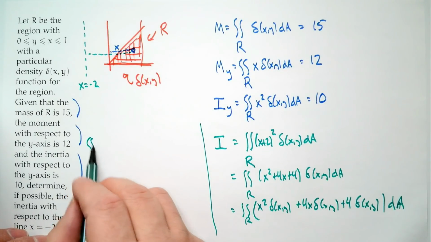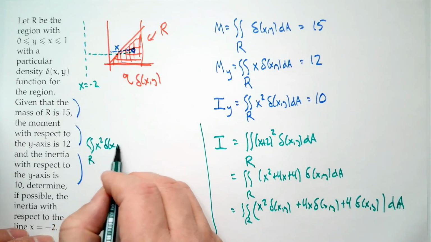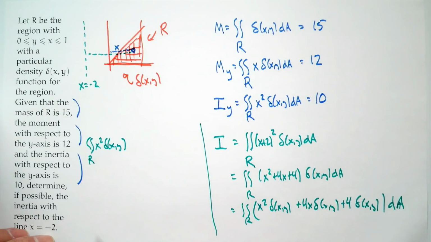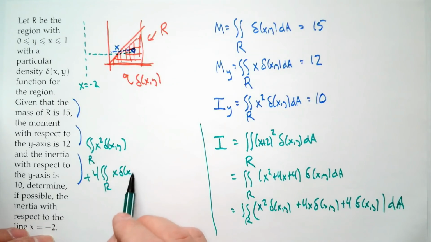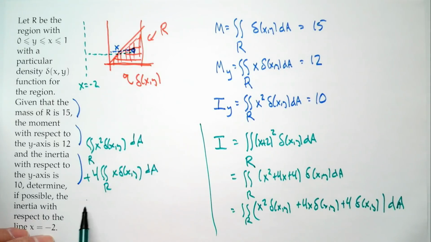It's going to be the integral over our region of x squared delta xy, plus, then I can pull the 4 out, 4 times the integral of our region of x delta xy. And then again I can pull 4 out. Oops, I forgot my dA here. That's important. Plus 4 integral of our region of delta xy.